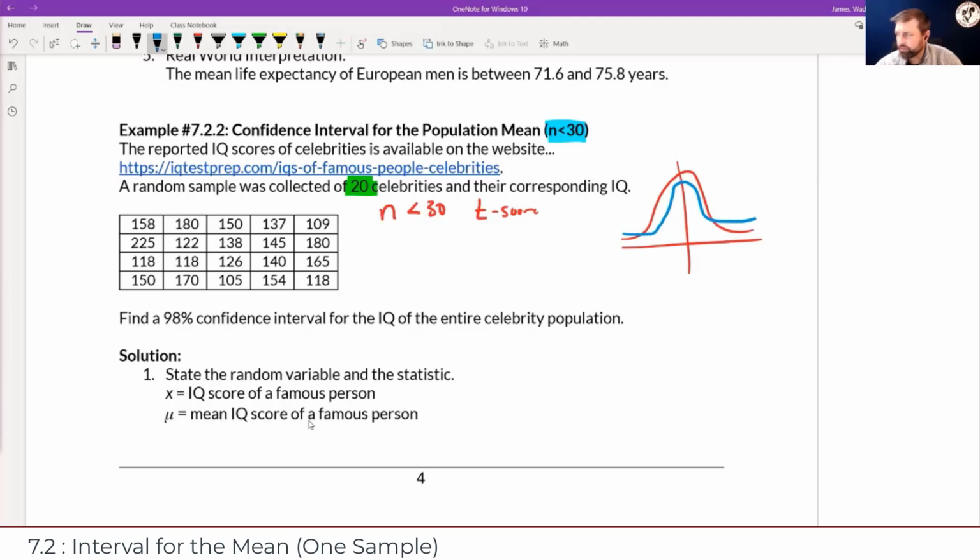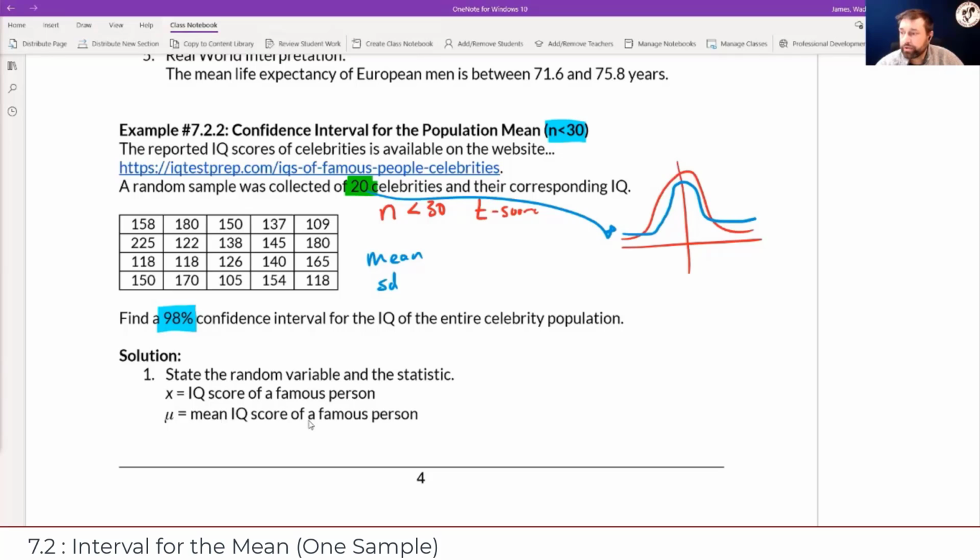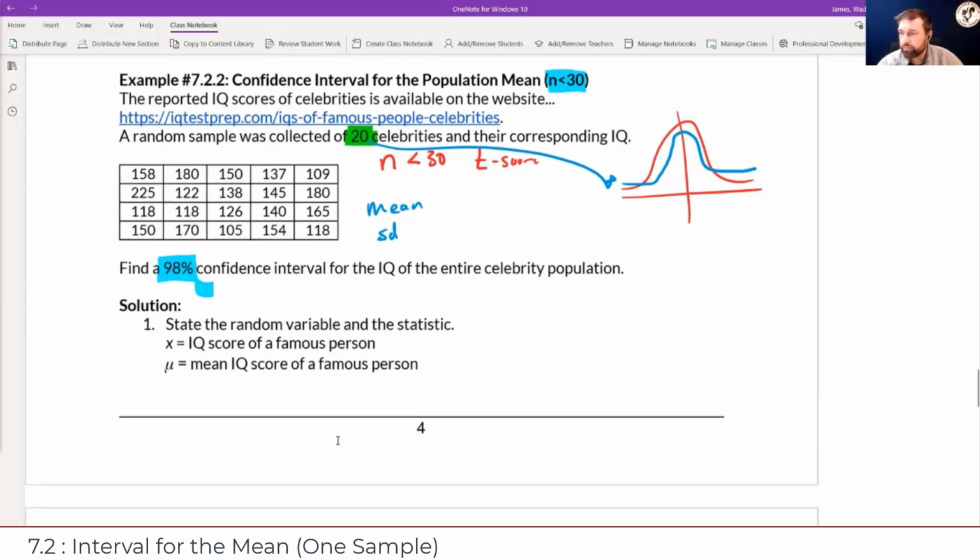And now it probably looks something like that, like the blue curve, okay? So if N is 20, we probably get a curve that looks like this, which means we can't use a z-score. We have to use this modified t-score. So we take our data set, plug it into a spreadsheet, and find the mean and the standard deviation of our 20 celebrities. And note that we're looking for a 98% confidence interval. That is going to impact our t-score, okay?